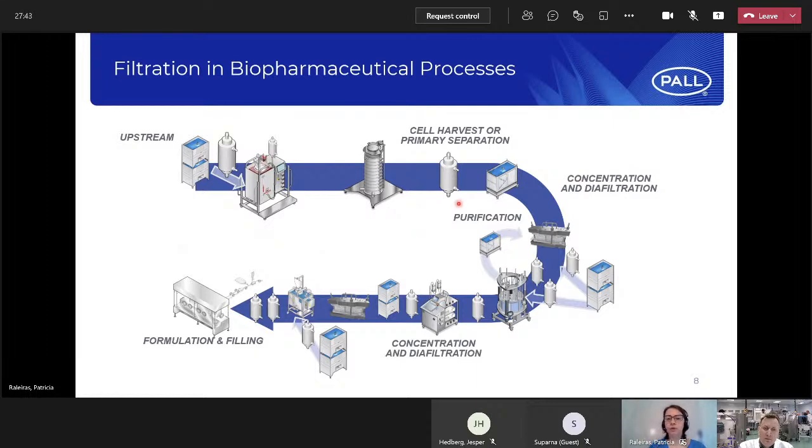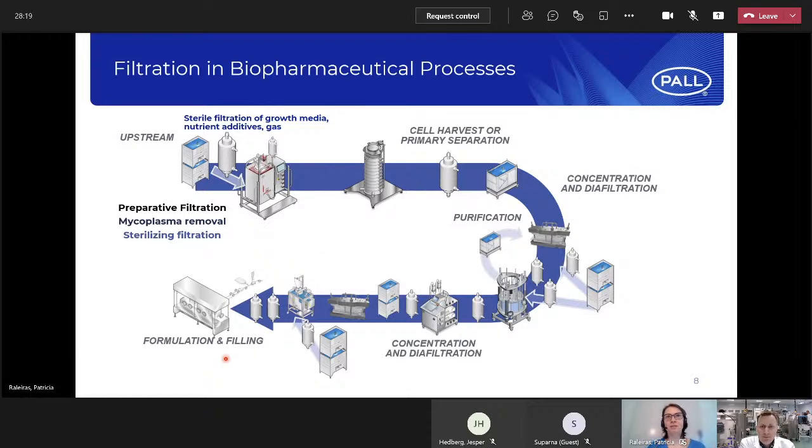Then you go to what we call the downstream part of the process. And the downstream part of the process is typically composed of chromatography steps and also concentration diafiltration, that is buffer exchange steps. And this takes us all the way through to formulation and filling. So where do you find filters here? Filters are found in upstream part, in the harvest, in the concentration, in the purification, in the formulation filling. They are found everywhere in the process, actually.